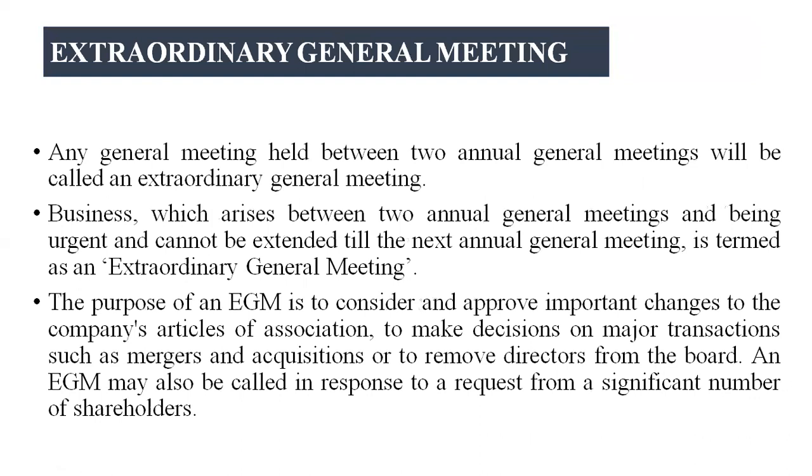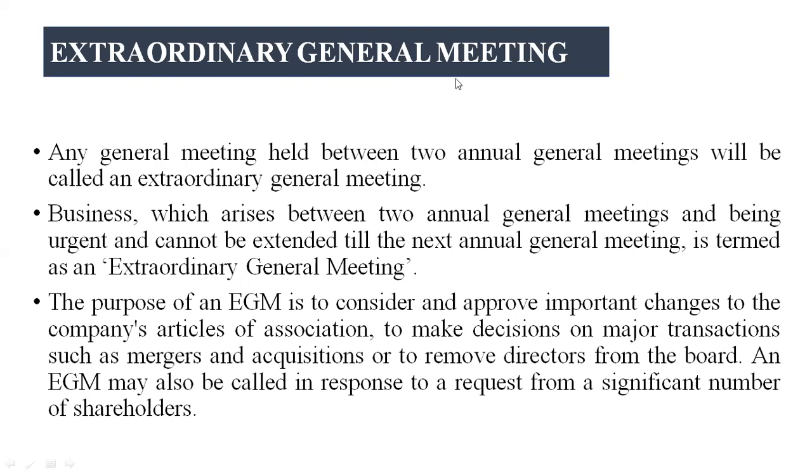And next comes the extraordinary general meeting. It is a little bit different. Annually, the annual general meeting is held. Extraordinary is not held annually, but whenever it is very urgent and essential at that time, and the meeting cannot be avoided or postponed, the organization has to organize an extraordinary general meeting.